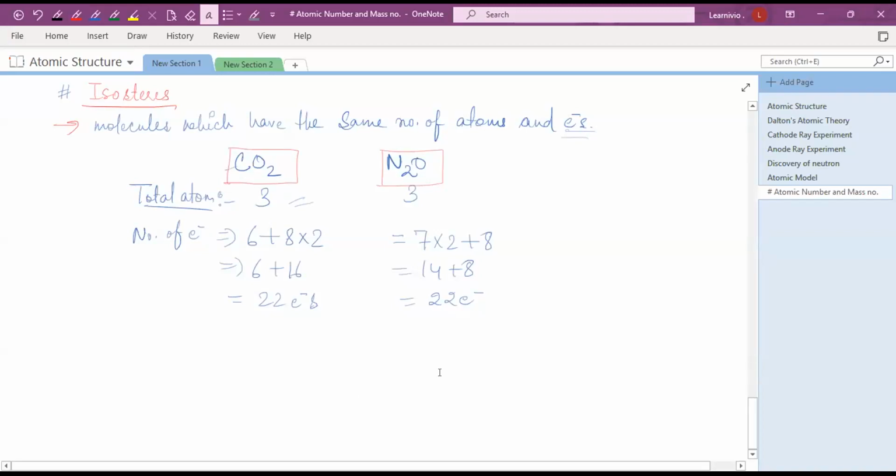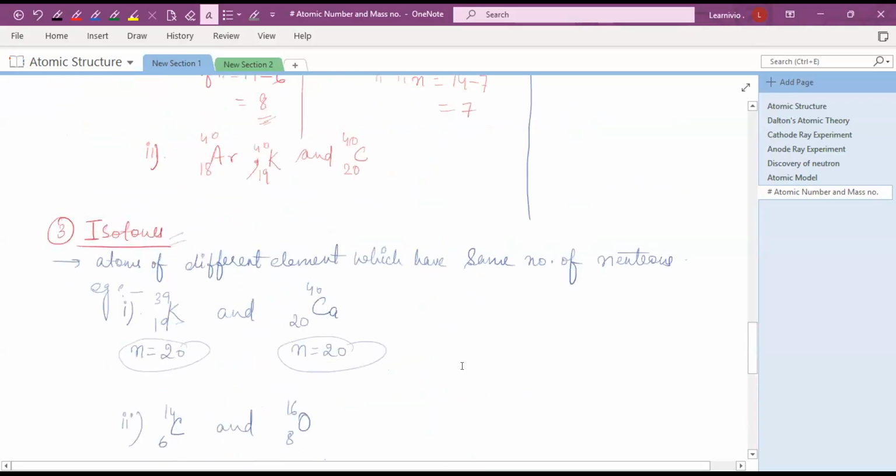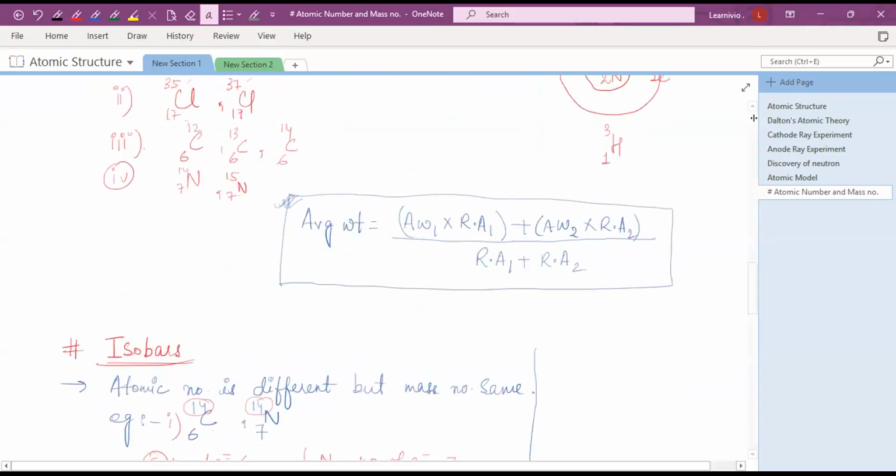Okay, so that's all for today. Isosteres, we have done this. In the next class, we will start the Bohr atomic model. And if we are not able to complete the syllabus, we will plan an extra class for you. We will schedule an extra class.